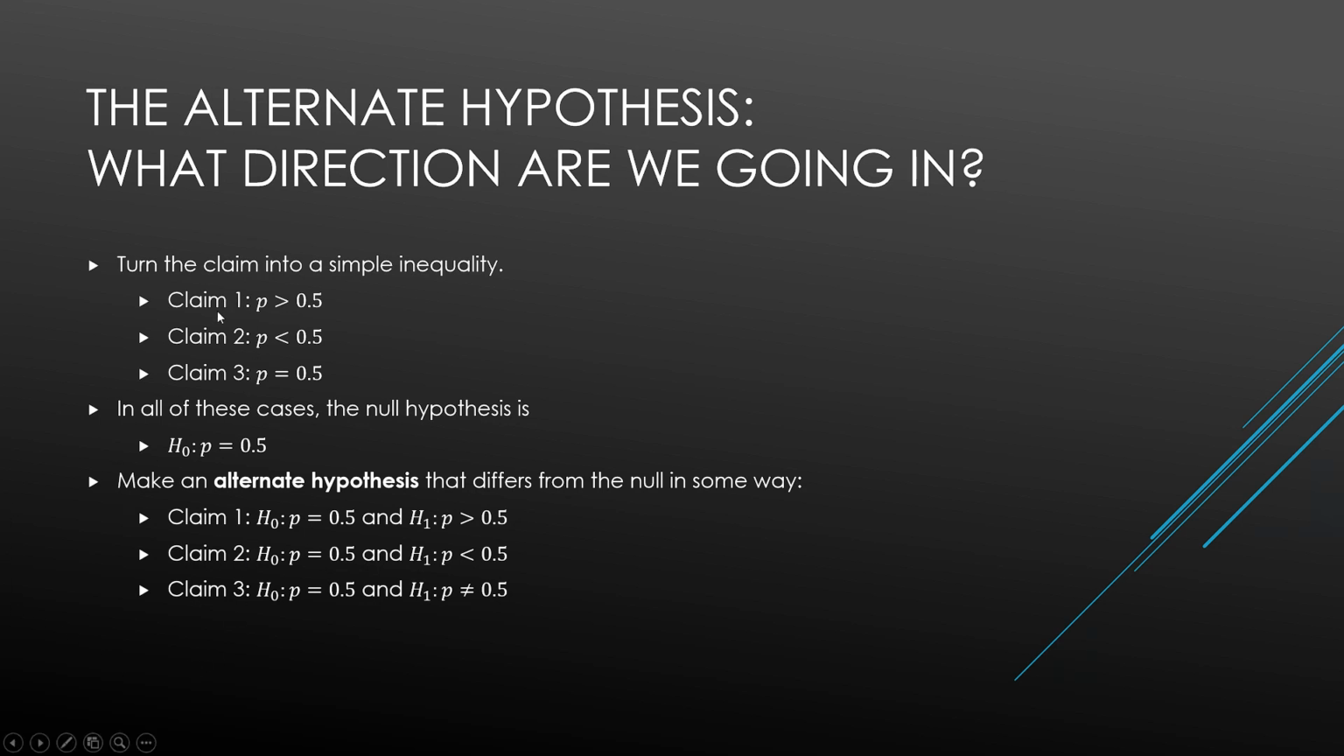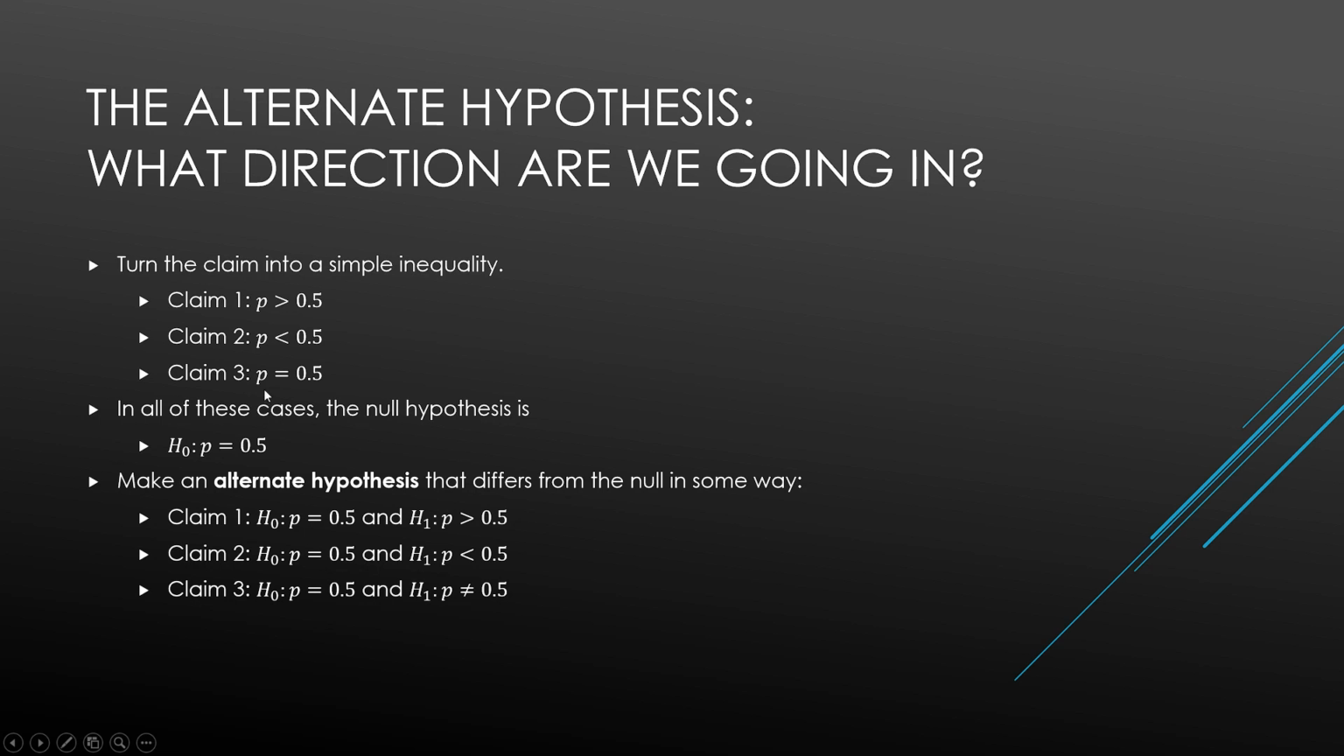So for the claim that more than half of people like horses, my null is, of course, p equals 0.5. And my alternate, well, I want to go above that. So I'm going to have my alternate hypothesis be p greater than 0.5. For the claim that less than half the people like horses, same null hypothesis. My alternate hypothesis is now going to be p less than 0.5.